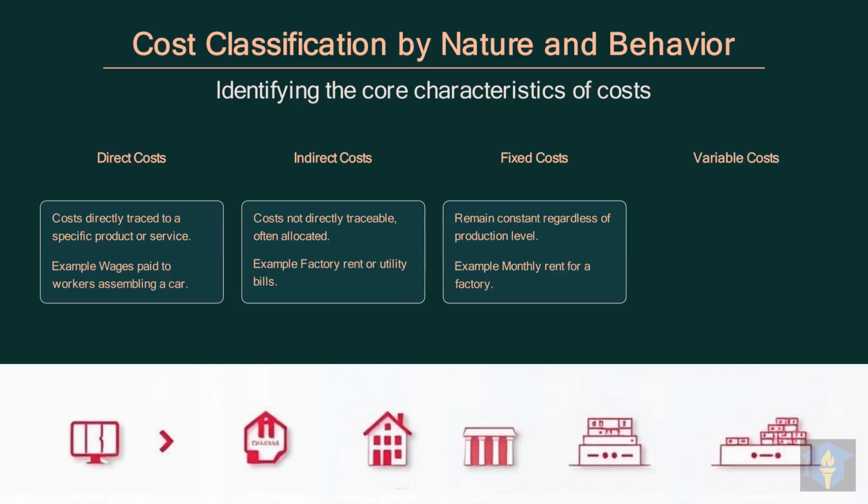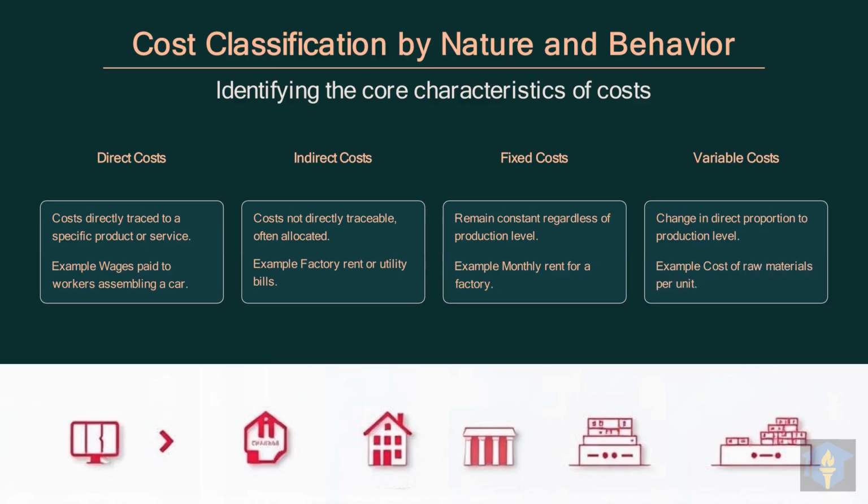Finally, variable costs change in direct proportion to the level of production or activity. These costs increase as production increases and decrease as production falls. The cost of raw materials used per unit produced is an excellent illustration of a variable cost.